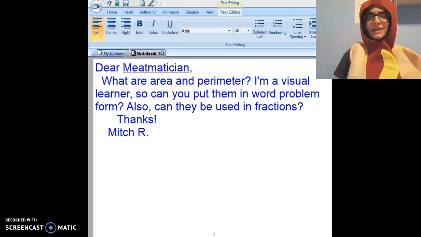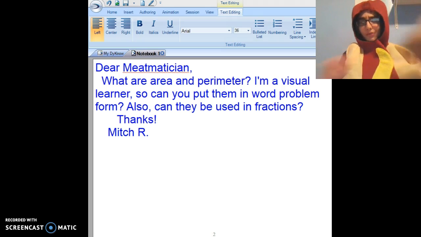Well, Mitch, area is simply the size of a two-dimensional surface. For example, the area of the room is the space that is inside the room. Get it? Let me give a brief example.